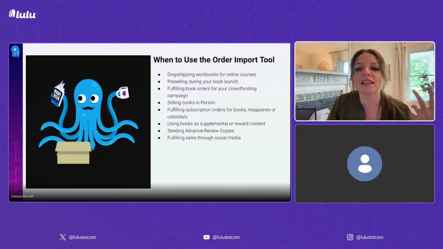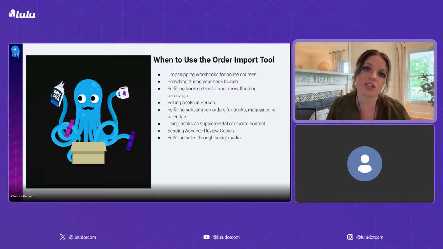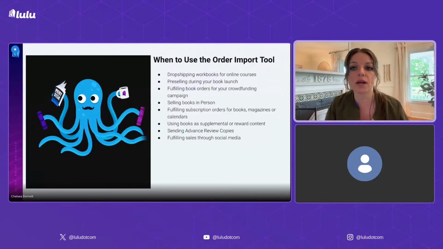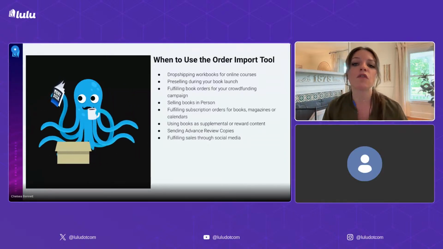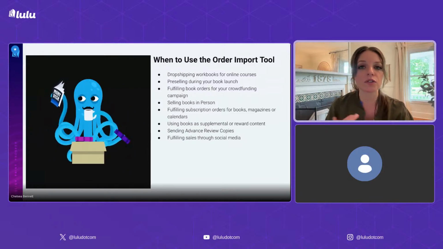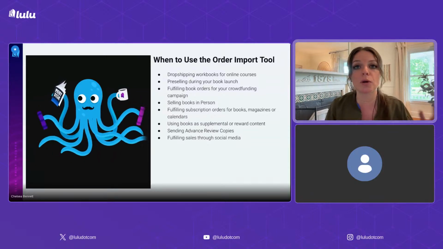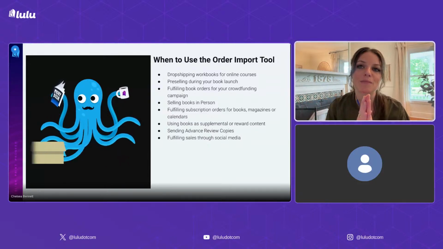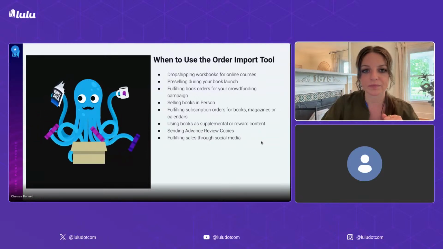You can also use it for selling or sending advanced review copies. So if you're in the early stages of publication and you have a handful of folks who are willing to read and review your book, this is a really great way to use the order import tool, put all that in there, and then send those out. And then fulfilling sales through social media. So if you have a mechanism where you are taking orders through social media, but they're not fully integrated or connected to your website or to your platform to fulfill that, you can download that information and upload it through our order import tool and make it easy to place all those orders at once.